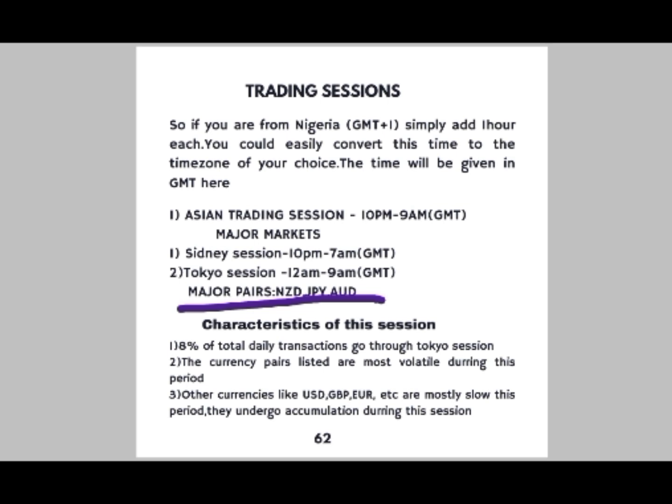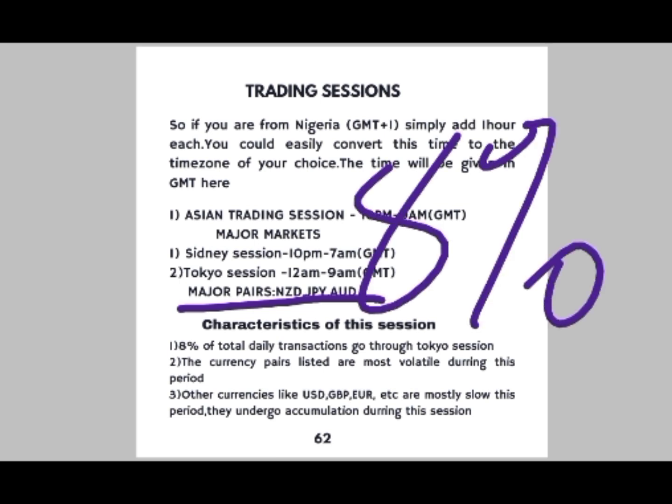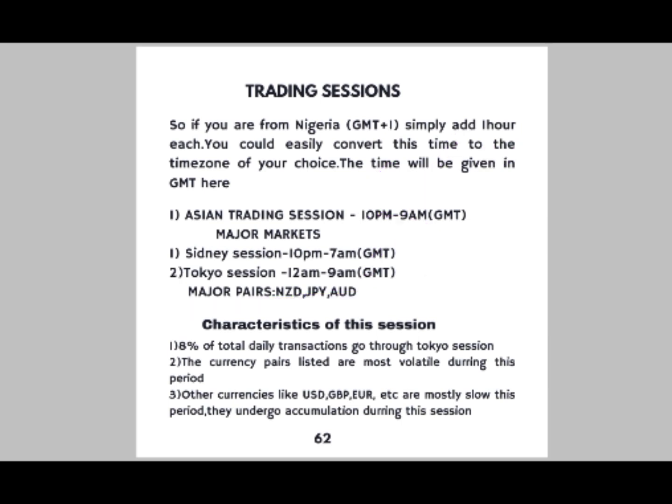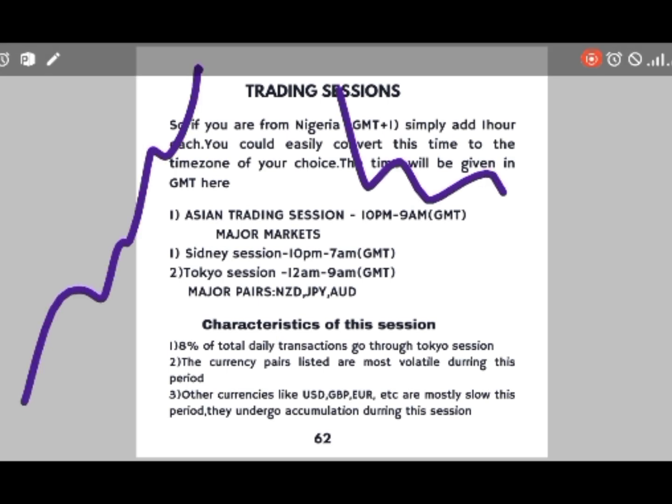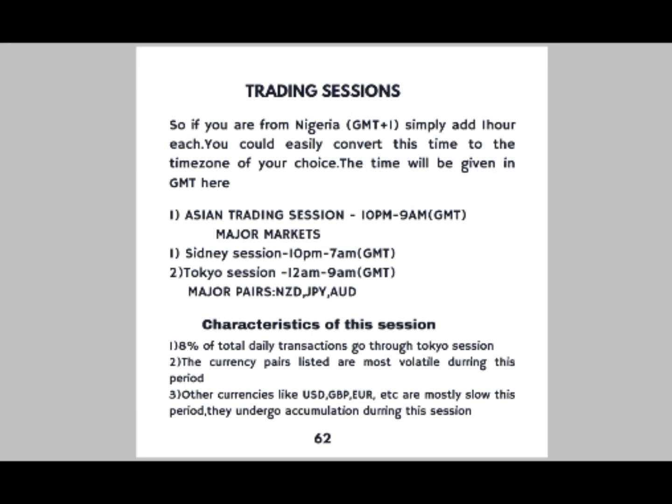8% of total daily transactions go through the Tokyo session. So 8% of the total daily transactions happen during this period, while the currency pairs listed here are mostly volatile during this period. So we talk about NZD, JPY, AUD. These currencies are going to be either moving up or going down during this period. You will hardly see them ranging.